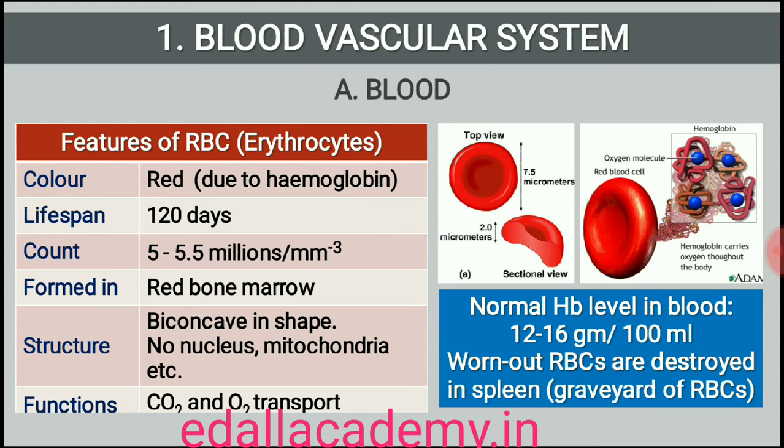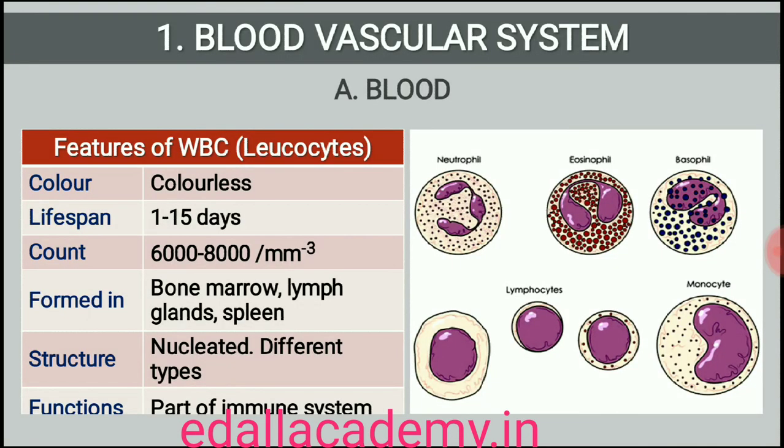RBCs have an average lifespan of 120 days, after which they are destroyed in the spleen, graveyard of RBCs. Leukocytes are also known as white blood cells, WBC, as they are colorless due to the lack of hemoglobin. They are nucleated and are relatively lesser in number, which averages 6,000 to 8,000 mm-3 of blood.